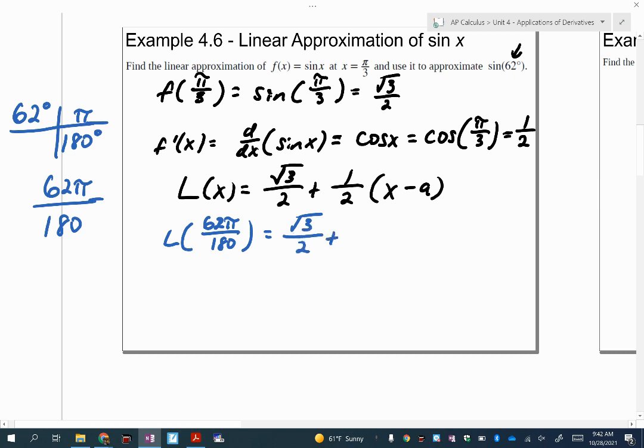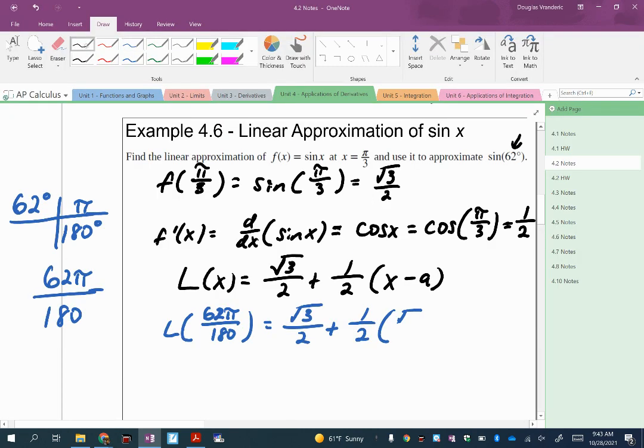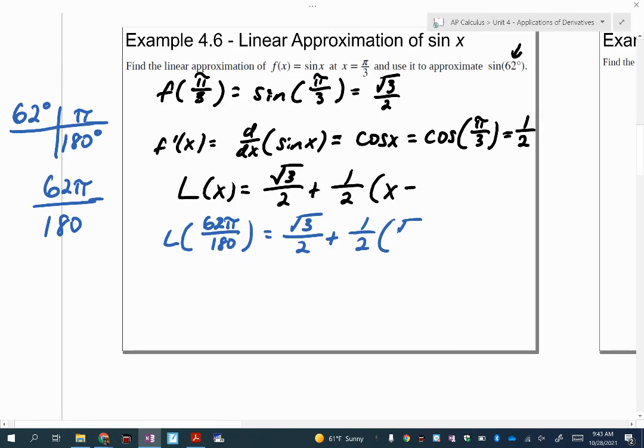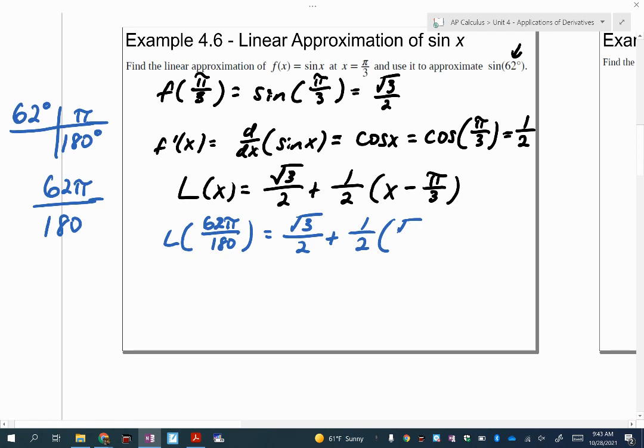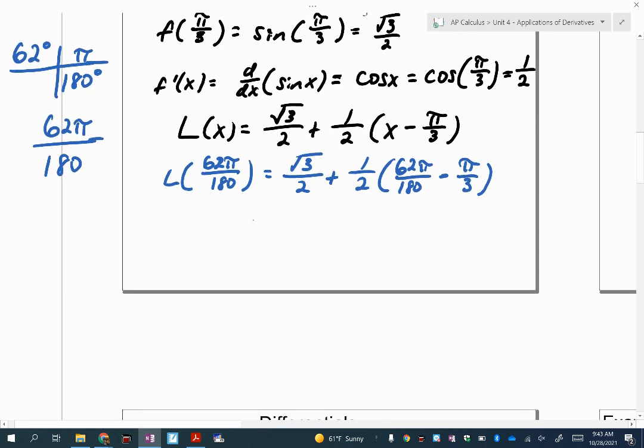equals the square root of 3 over 2 plus 1/2 times, let me change this real quick, I apologize, that a value was supposed to be pi over 3. Okay, here we go. Now we're back. So we have 1/2 times 62 pi over 180 minus pi over 3. At this point, if you're ready to go to Desmos, just go to Desmos and type this in. It will give you the answer. If you want to keep doing some more algebra, we'll do the algebra here.